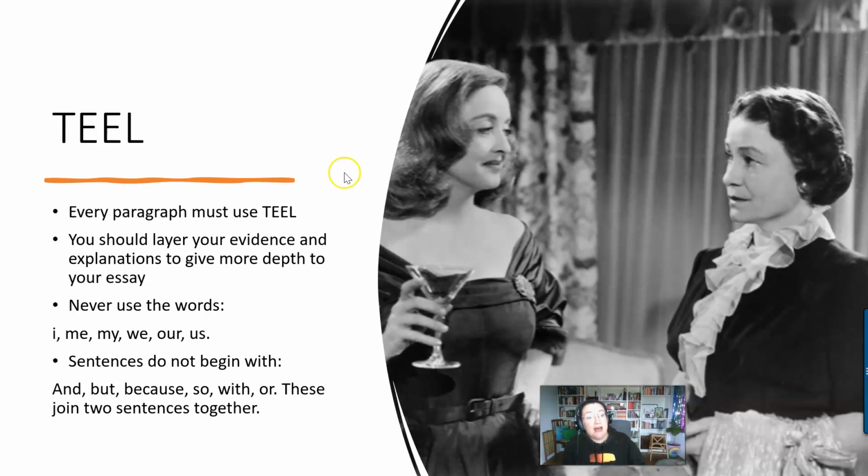Other things to think about is sentences. You do not begin a sentence with and, but, because, so, with, or. None of them start a sentence, okay? They are conjunctions. They join sentences together. And when we are speaking informally, we do use them to start sentences. But when we're writing something formal, like a text response essay, it's a big no-no, okay?